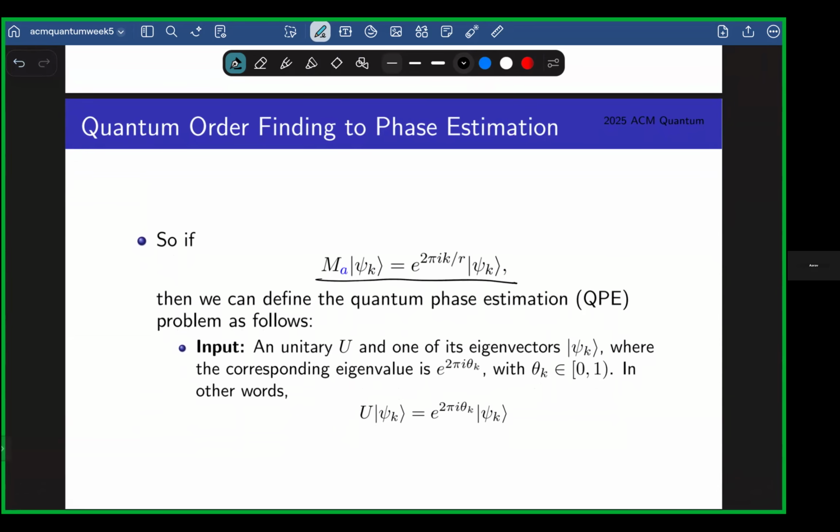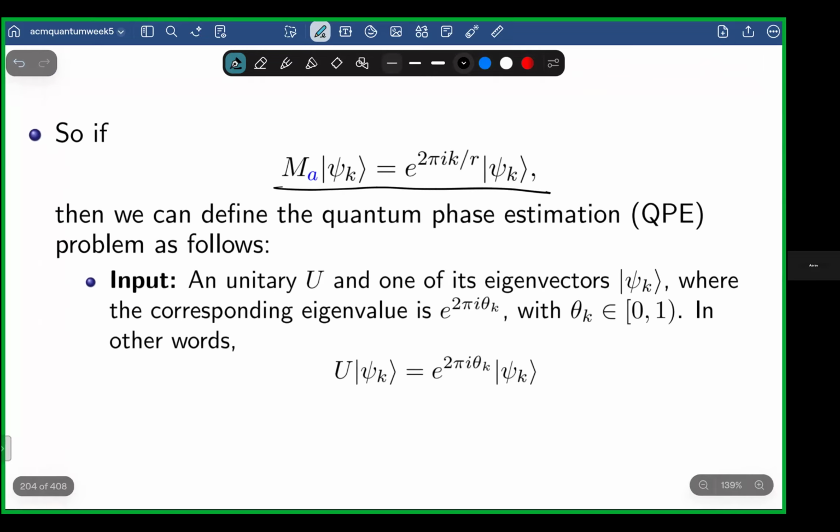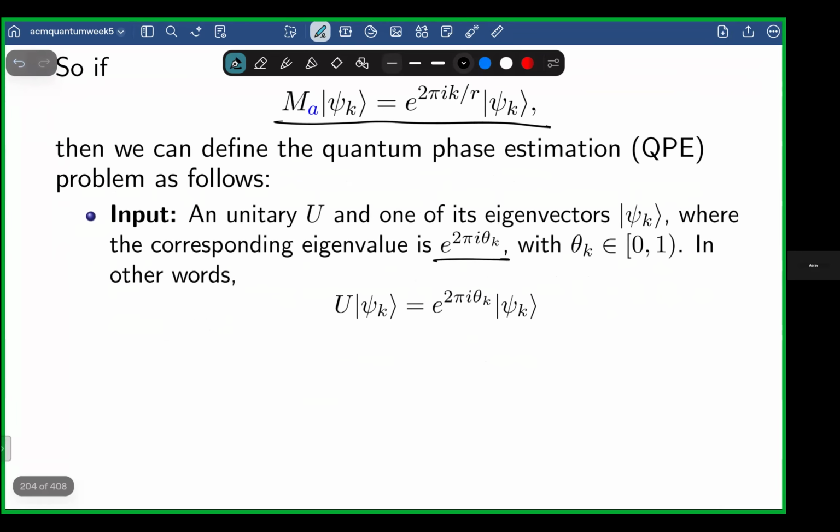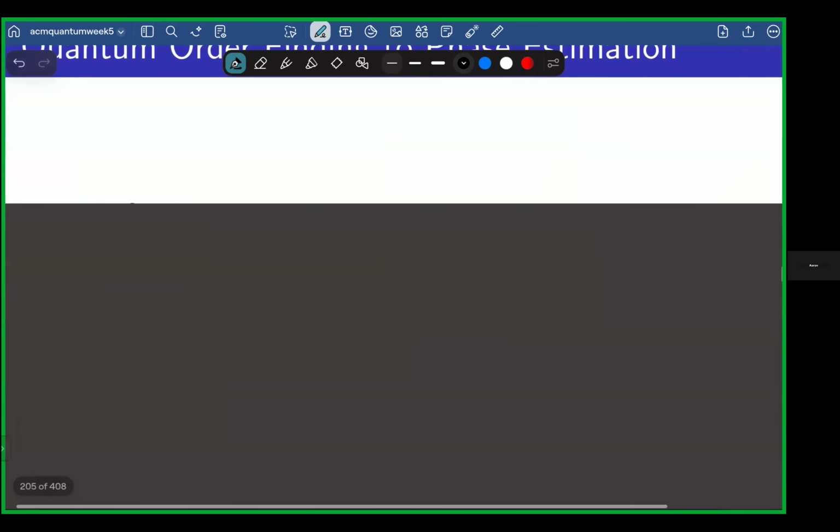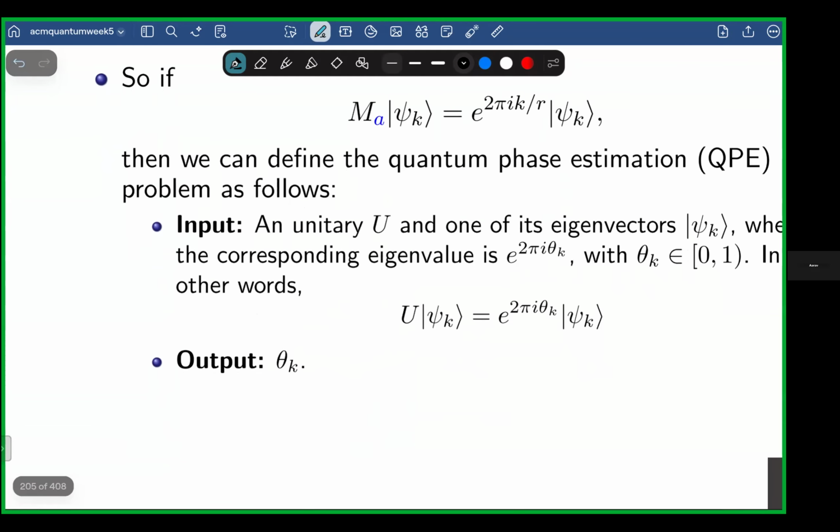Now we can define what quantum phase estimation is and show that it's equivalent to order finding classically. So the input to quantum phase estimation is a unitary u and one of its eigenvectors, psi k, and then the corresponding eigenvalue is of the form e to the 2 pi i theta k, and theta k is some real number between 0 and 1. In other words, you have this eigenvalue equation. And the output of the function is just theta k.